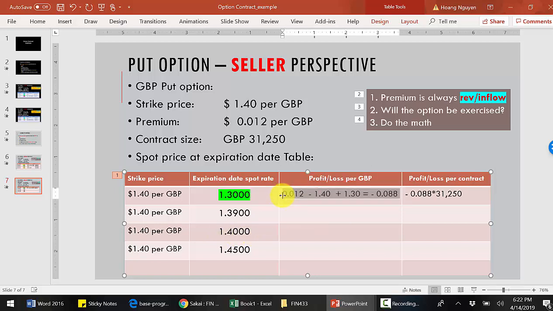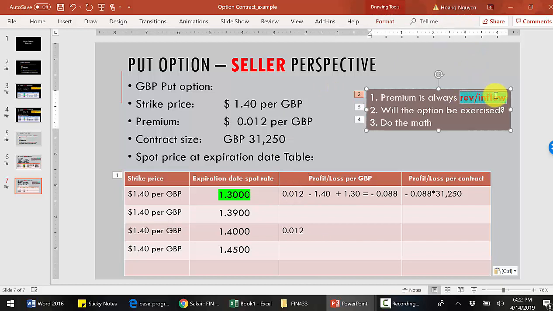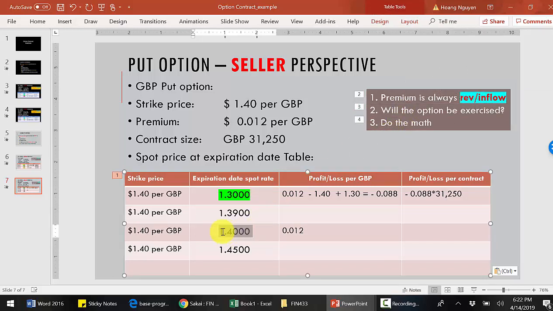First of all, for the option seller, premium is always cash inflow or revenue. Second, will the option contract be exercised? In this case, you can see that the market rate and the exercise rate are the same. So it doesn't matter if it is exercised or not, okay? Therefore, the option seller pockets the whole premium. Yep, the whole premium will be his profit. And if you multiply it with the 31,250, it will be the profit for the whole contract.